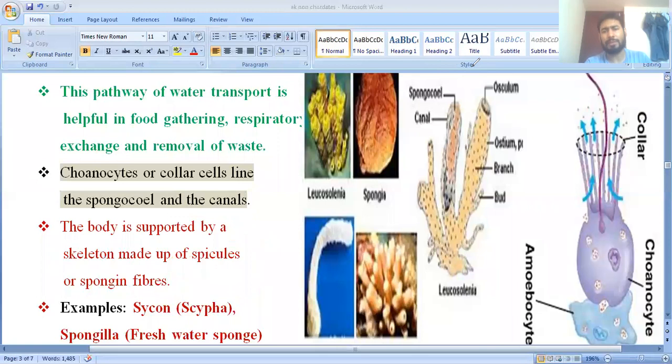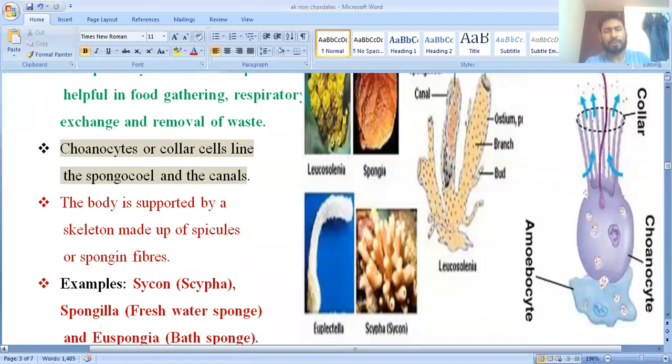If you check the examples, they have given a number of examples. The first example is Cycon, also known as Scypha. Next is Spongilla, also called the freshwater sponge. And next is Euspongia, also called the bath sponge. If you check the figure, they have given Leucosolenia, Spongia, Leucosolenia, then Cycon and Euplectella. One by one, they have given examples of Porifera.